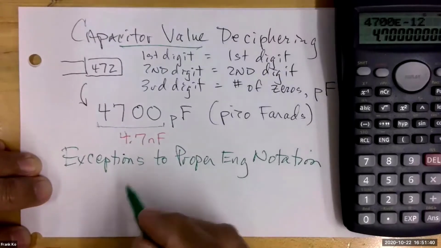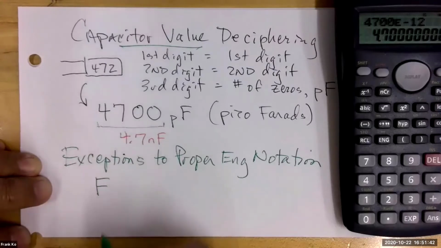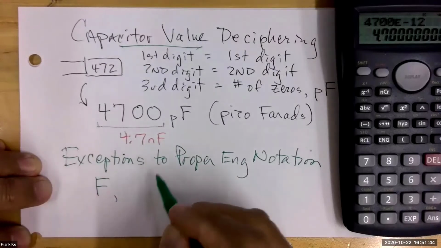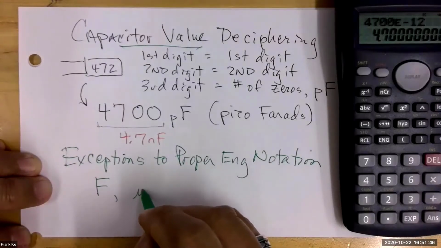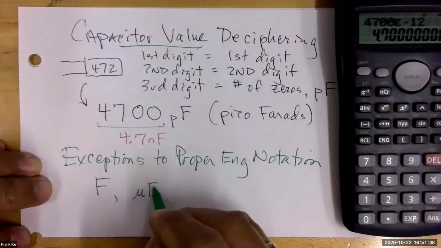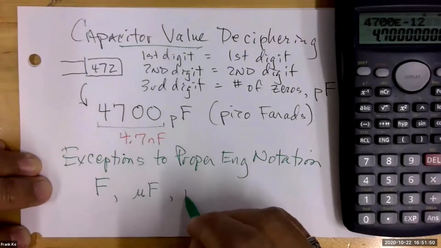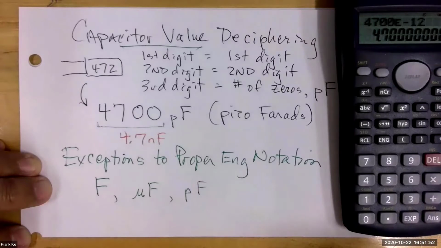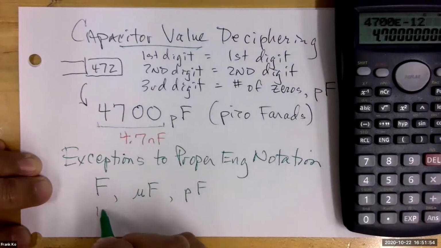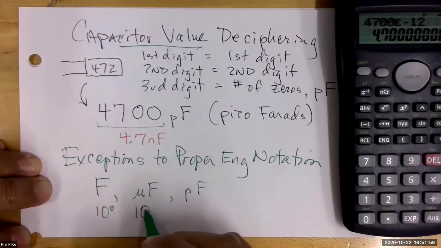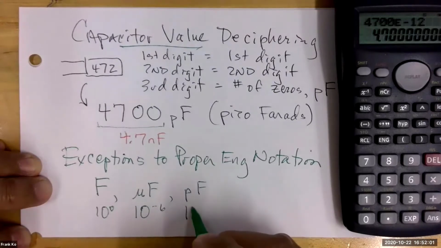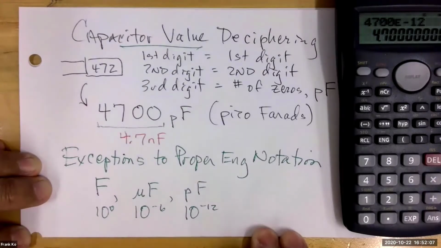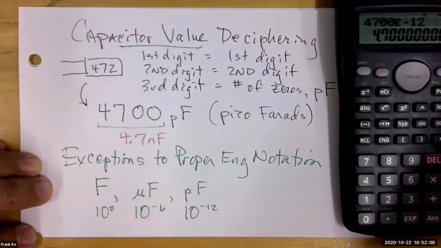They are as follows. They are shown as farads. They are shown as microfarads. And they are shown as picofarads. So you happen to have 10 power of 0, 10 power of negative 6, 10 power of negative 12. That's all you have for capacitors that we're going to be playing with.